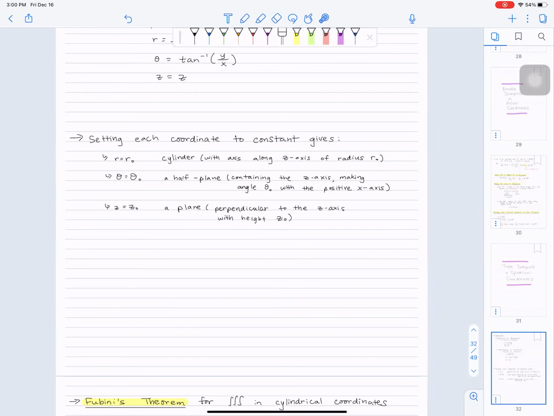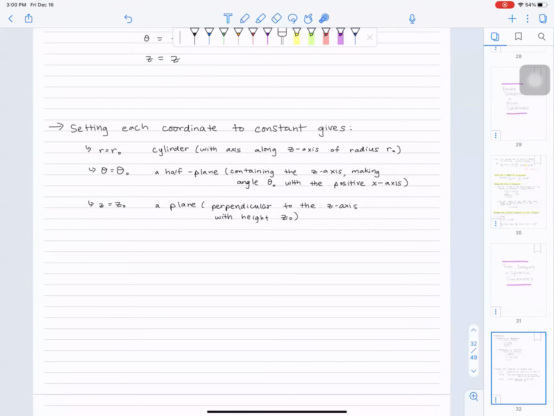Someone asked in the chat, will we be given the conversion formulas for the final? I'm actually not too sure about that. Maybe look at the study guide and see if it says anything. But if not, I'll look into that.